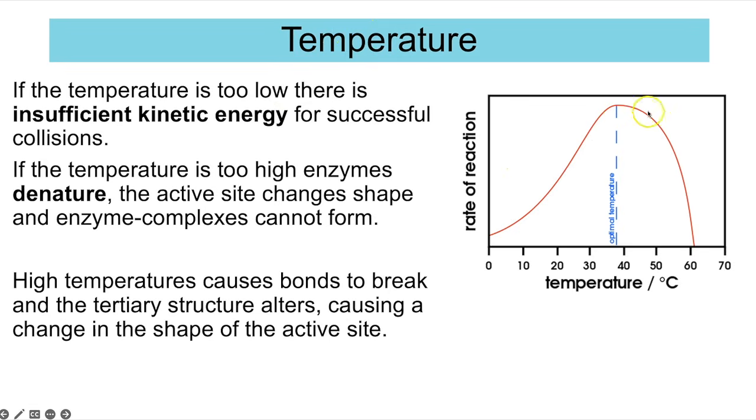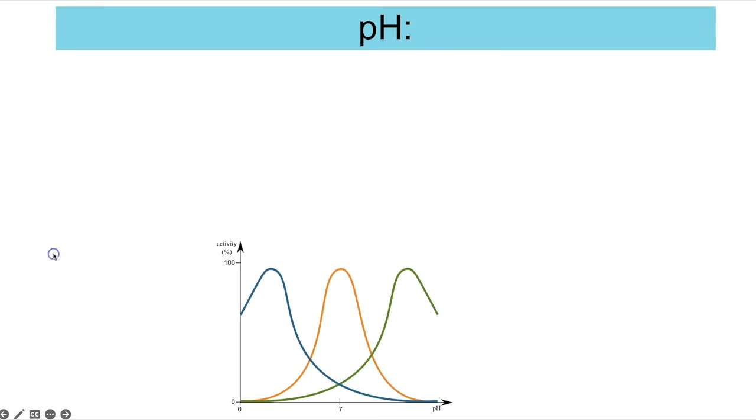If you go above the optimum temperature, though, there will now be so much kinetic energy that it causes the bonds, such as the hydrogen bonds, to break. And that results in the protein unraveling and losing its unique 3D shape. That means that the active site changes shape, and therefore enzyme-substrate complexes can't form. And we'd say that the enzyme has denatured.